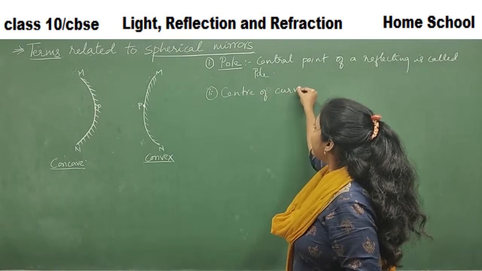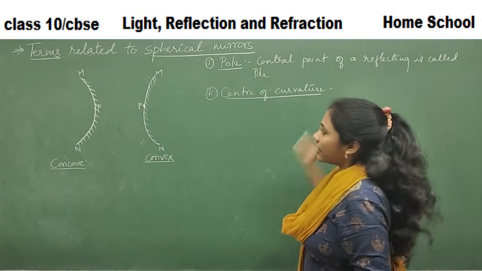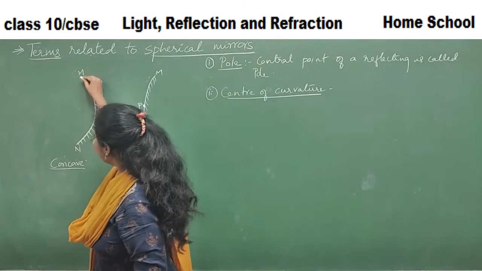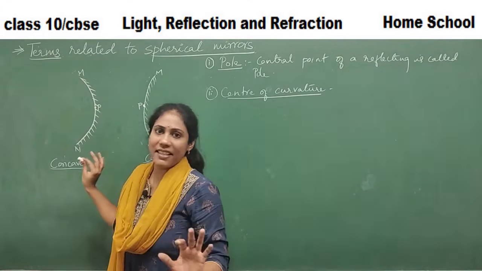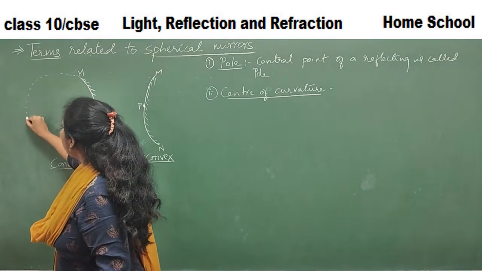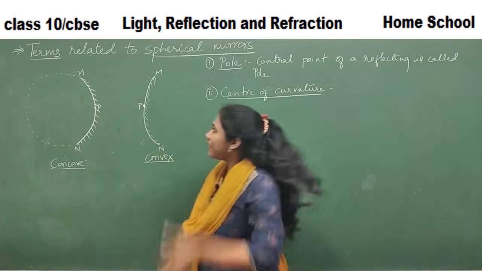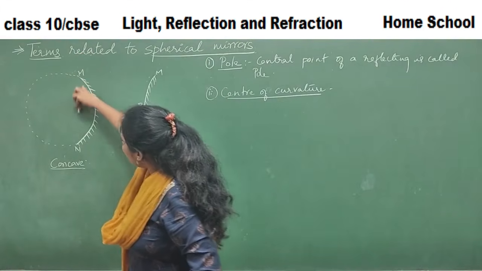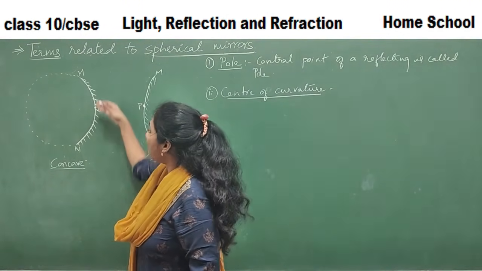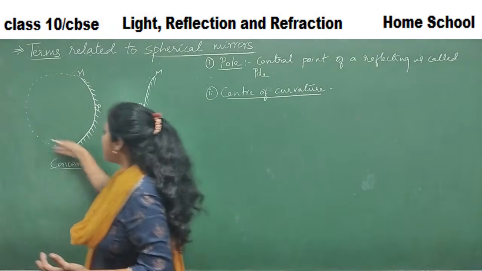Center of curvature. So what do you mean by center of curvature? Imagine the reflecting area is nothing but a part of a sphere. From the sphere only, we have derived this concave mirror. We have cut the sphere exactly at this point and we got a concave mirror.